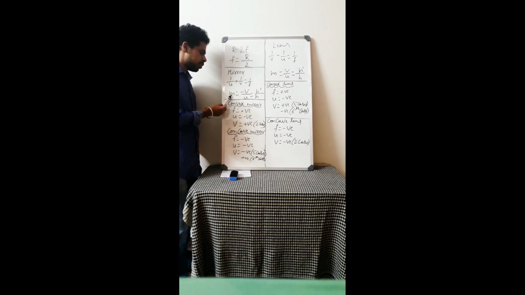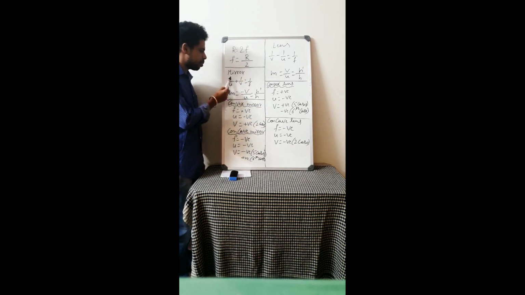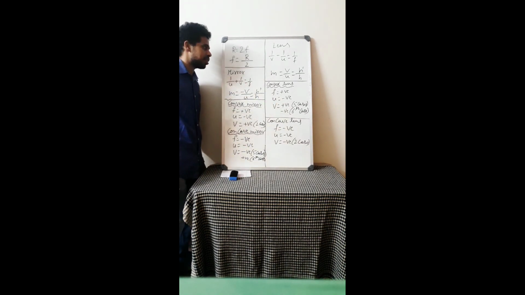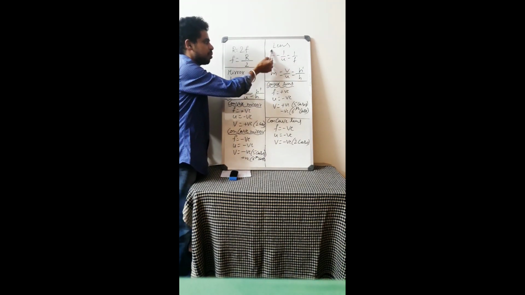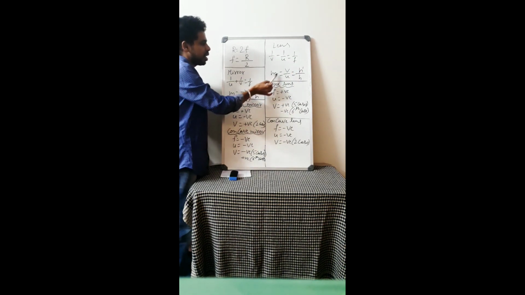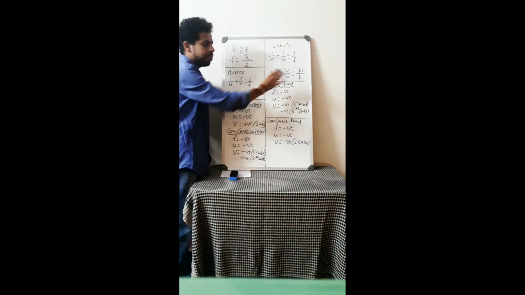We also know the magnification formula. Magnification for a mirror is minus v by u, which is also equal to h dash by h, where h dash is the height of the image and h is the height of the object. All this we have studied in our theory classes, in our lectures. Even the lens formula is 1 by v minus 1 by u is equal to 1 by f. Magnification for a lens is v by u is equal to h dash by h.